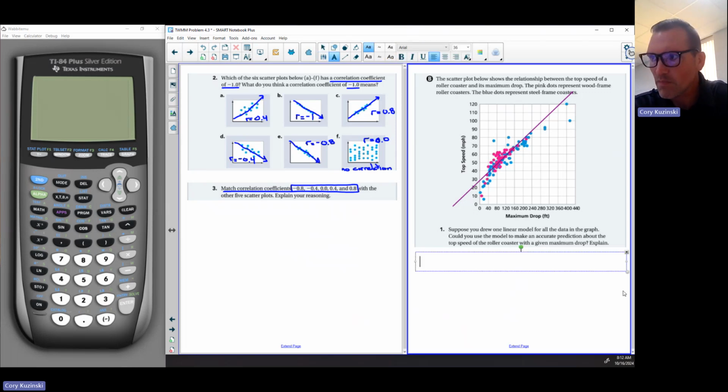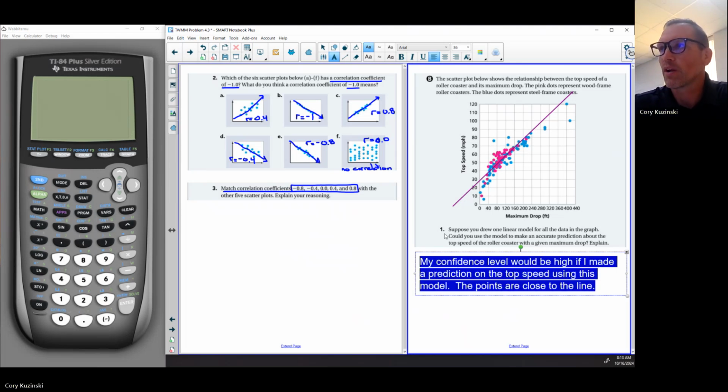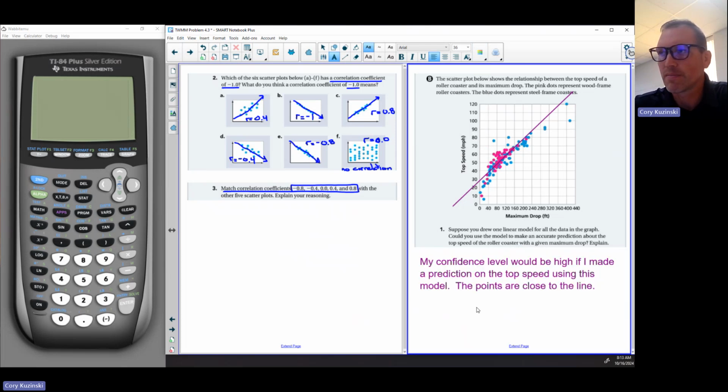So here's what I'm going to say. About my confidence level would be high if I made a prediction on the top speed using this model. The points are close to the line. How about that? I don't want to overthink this, but get some thoughts down.